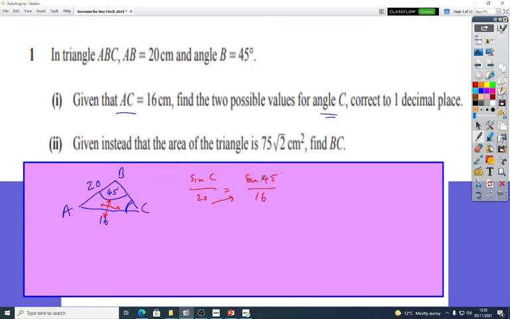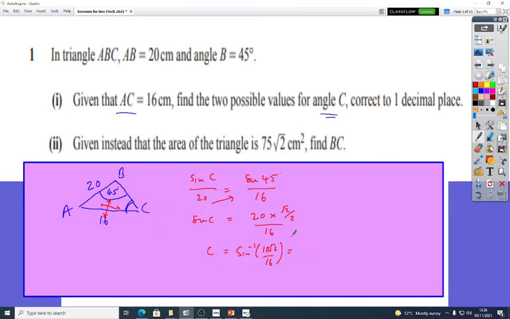Rearrange that by multiplying by 20, so you get sine C equals 20 times sine 45, which is root 2 over 2, over 16. Then to find C, you do shift inverse sine. If you simplify that a bit, it's sine inverse of 10 root 2 over 16. Somebody can shout me the answer. I think it was 60. What was the answer there? Is that okay? So 62.